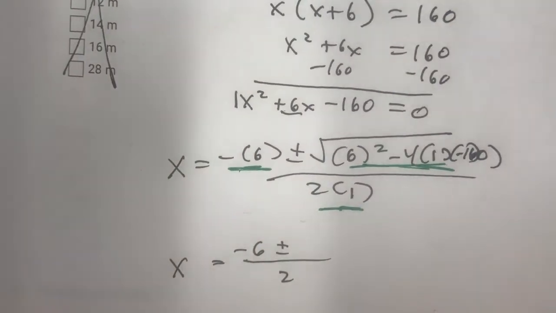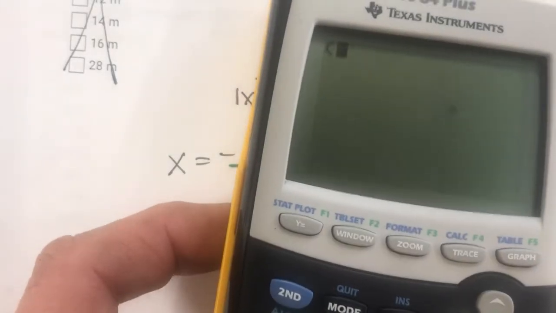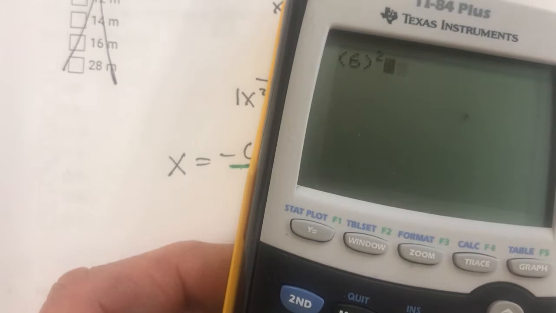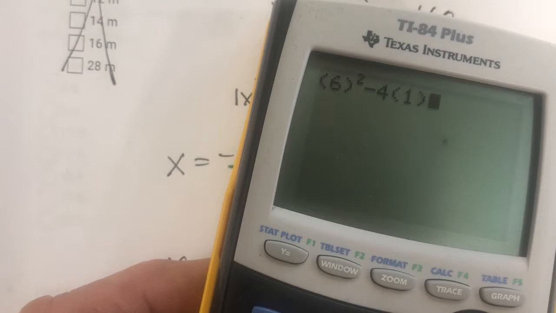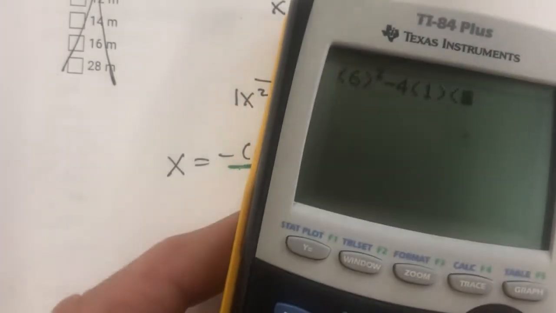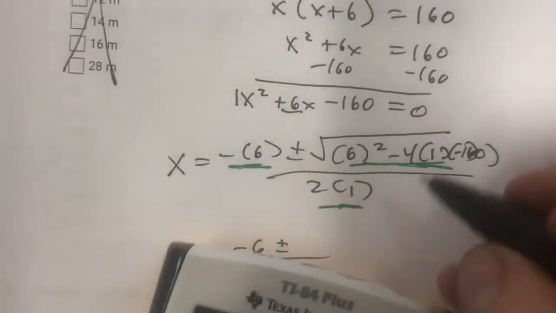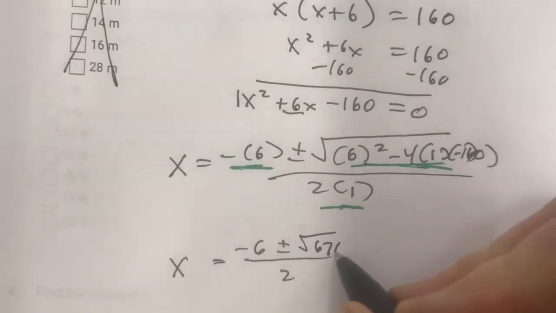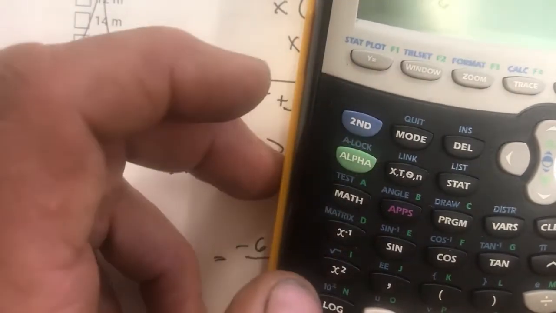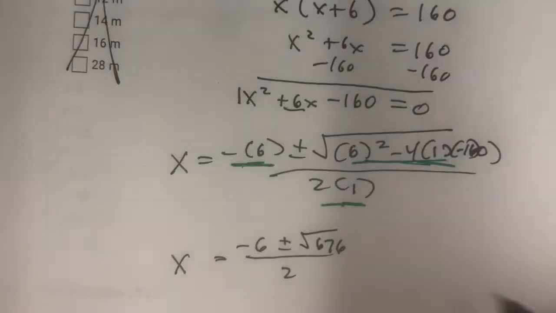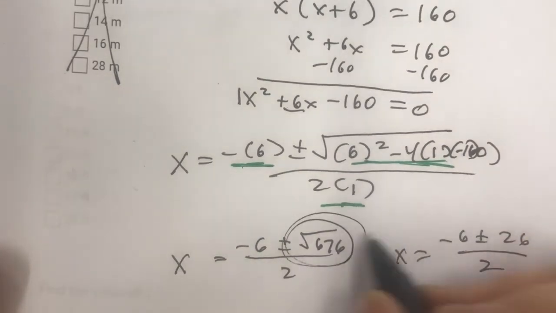And in my radical, I need my calculator so I can punch this in. I've got 6 squared minus 4 times 1 times negative 160. And I get 676. Now let's do the square root of that, 676. 26. Oh, perfect. So this is 26.